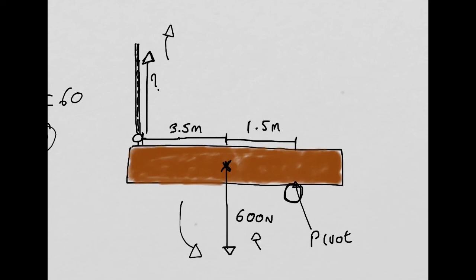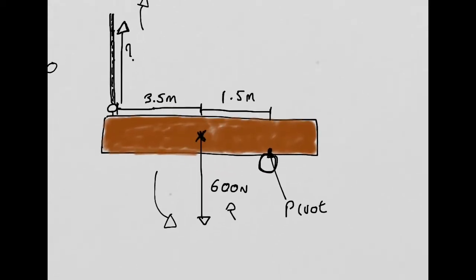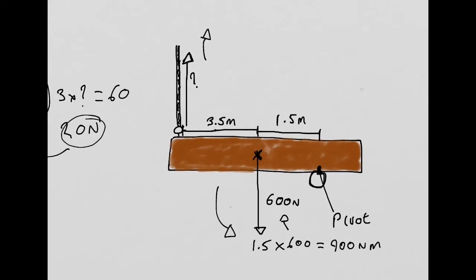So we've got the log resting on top of this pivot here. So everything is going to be pivoting about this point here. Right, so firstly, we know how to calculate the anti-clockwise moments because we've been given both 1.5 and 600. So if we just take 1.5 and times it by 600, we get a moment of 900 Newton meters. Okay, so that's the anti-clockwise moment.